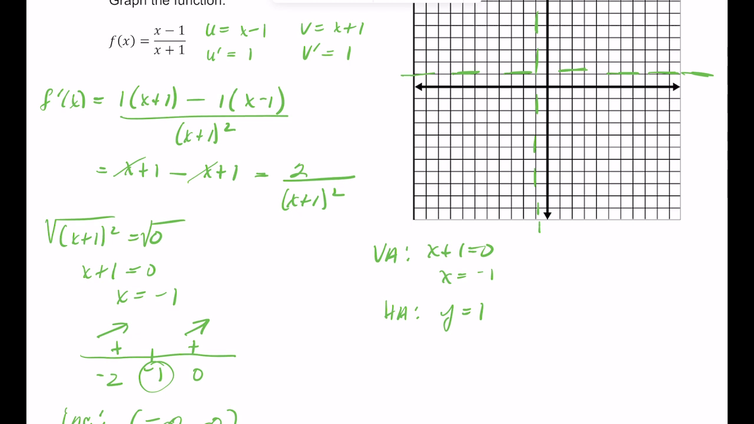Now to graph this, I'm going to take negative 2, plug it in, take 0, plug it in, see what we get. So if I plug in negative 2, negative 2 minus 1 is negative 3. Negative 2 plus 1 is negative 1. Negative 3 divided by negative 1 is positive 3. So f of negative 2 is positive 3.